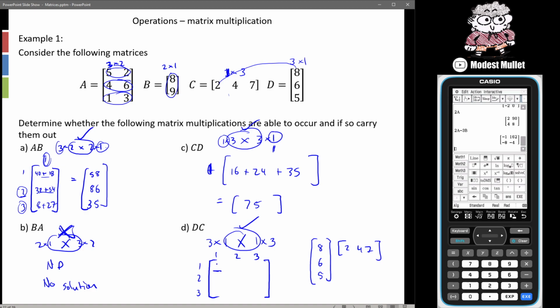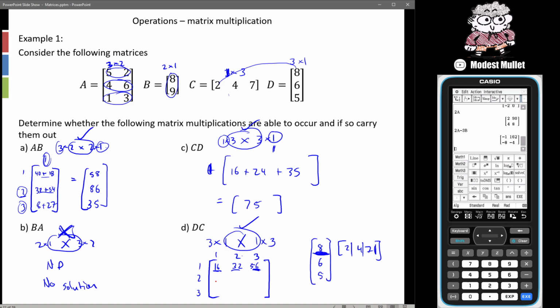Okay, top left, first row by first column, 8 by 2, that's going to be 16. Next spot, first row by second column, so first row by second column is 8 by 4, so that is 32. And then this spot is first row by third column, so that is going to be 8 times 7, 56. Okay.